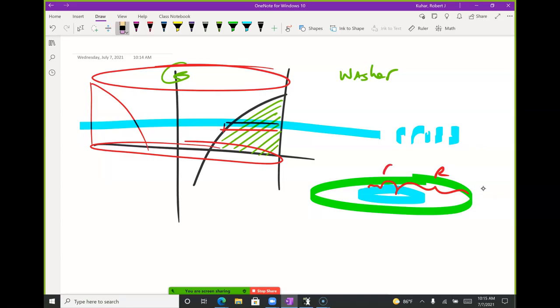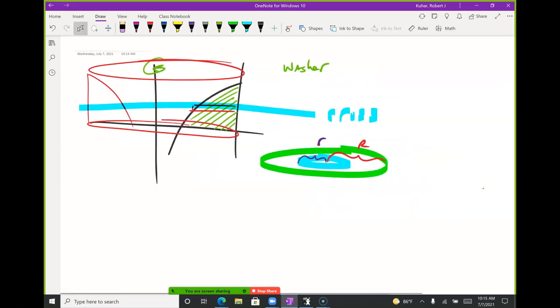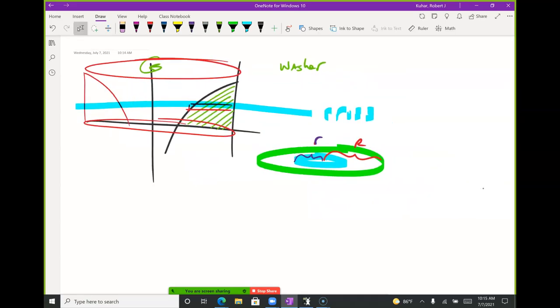Nice picture. So I'm going to get the area, pi r squared, with the big radius, get the area for the little circle, pi r squared, and subtract them, right? So when I'm doing washer, I'm stacking coins, and these coins have holes in them, right? These coins have holes in them.